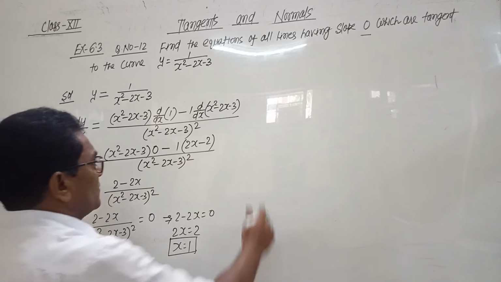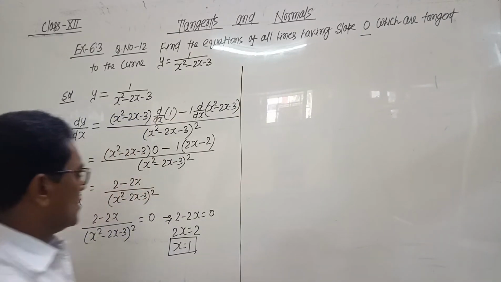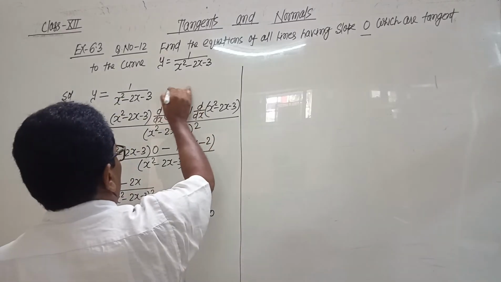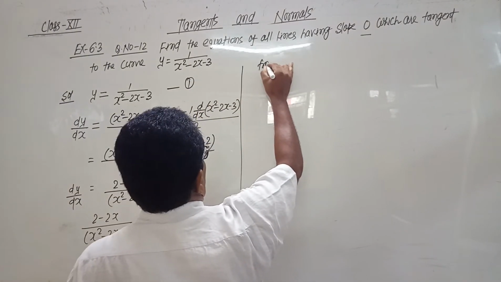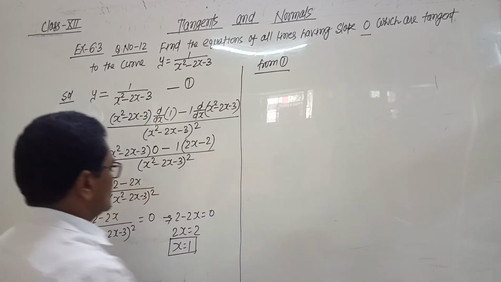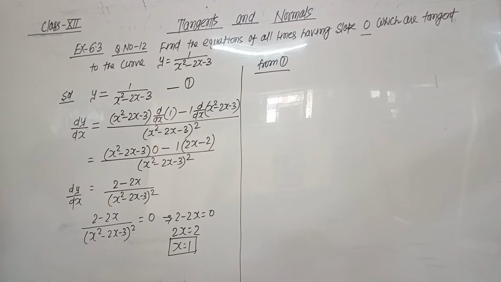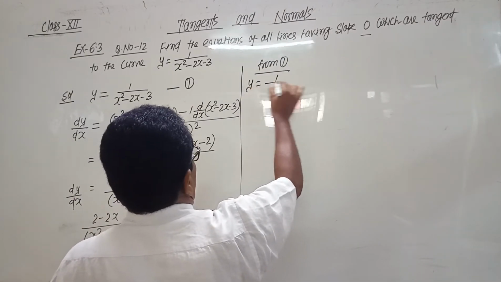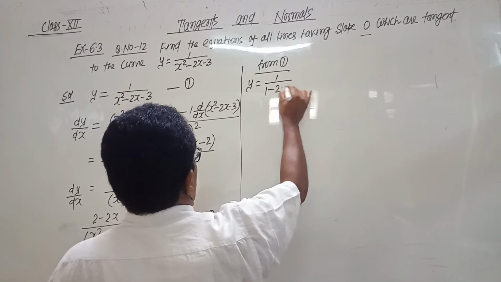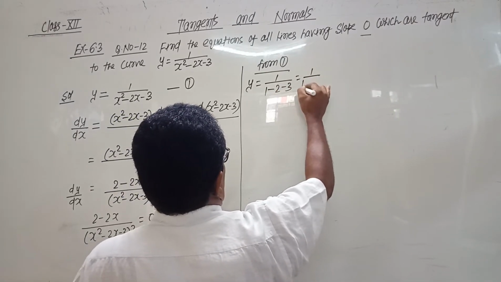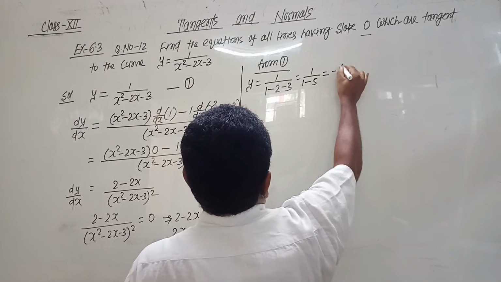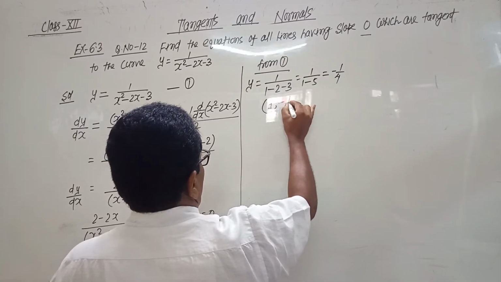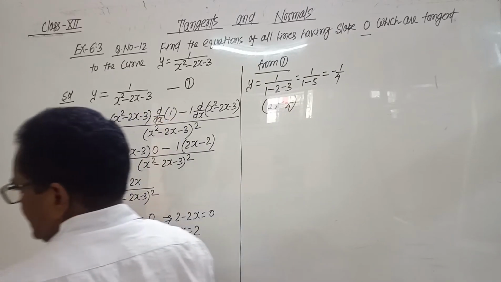Now we find the value of y. For finding the value of y, we will have to put the value of x in the equation of the curve. So put the value of x equals to 1 in the equation of the curve to find the value of y. So y equals to 1 upon 1 square minus 2 minus 3, which is 1 upon 1 minus 5, and minus 1 by 4. So 2 points we get. The value of x is 1 and the value of y is minus 1 by 4.